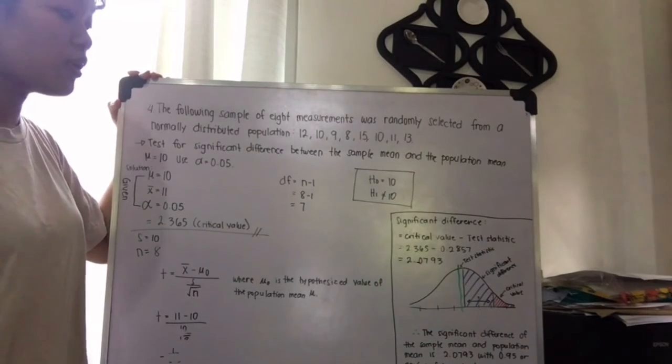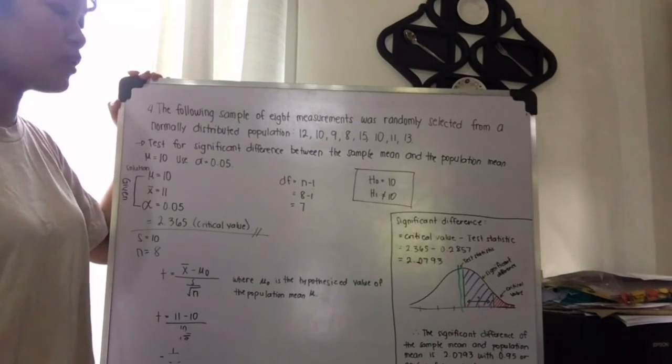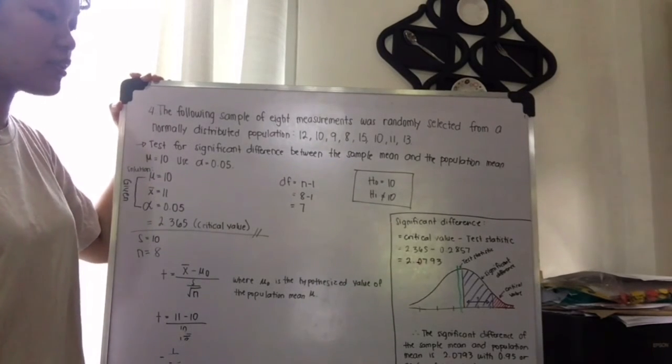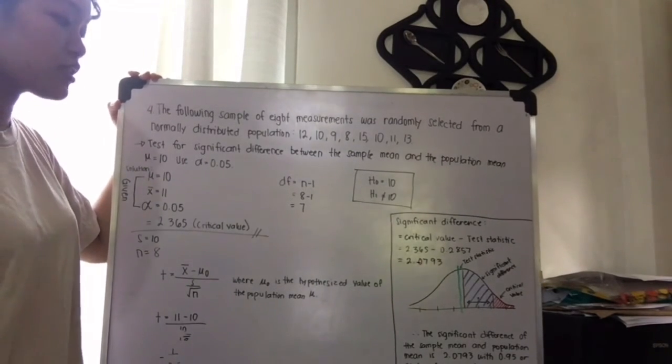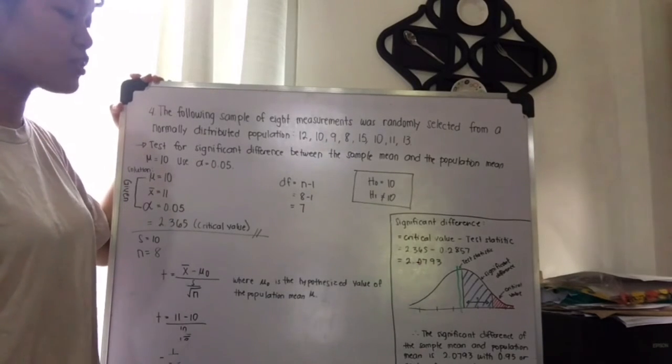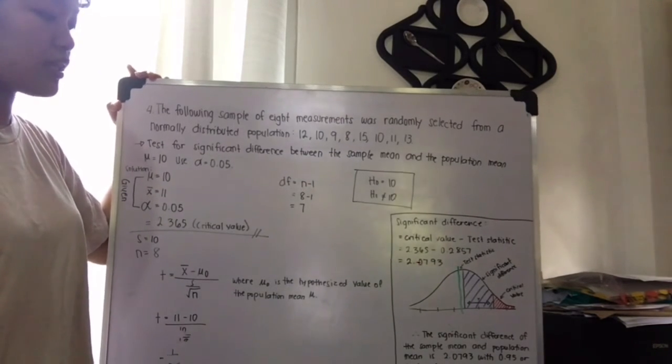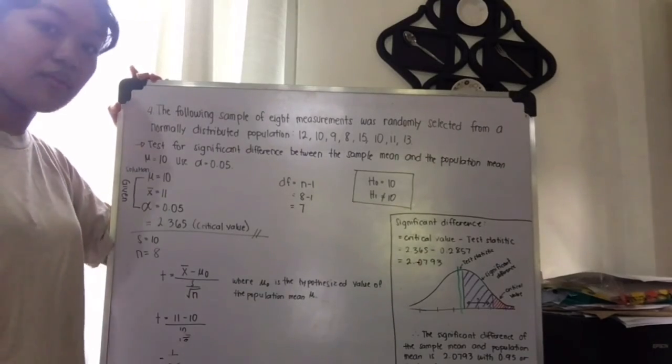Lastly, here we have the significant difference, in which we will subtract the critical value and the test statistic, which is 2.365 minus 0.2857, which equals 2.0793. Therefore, the significant difference of the sample mean and the population mean is 2.0793 with a 0.95 or 95% confidence level.